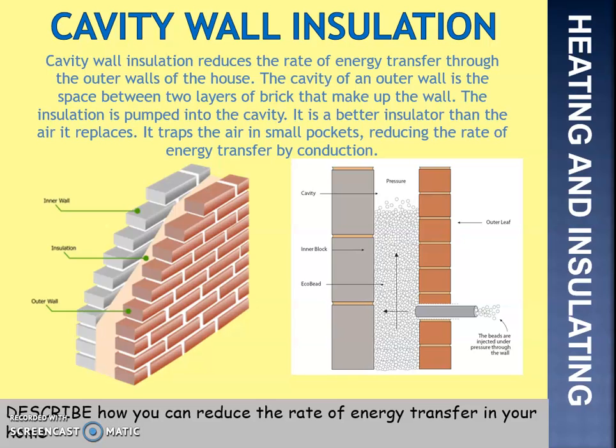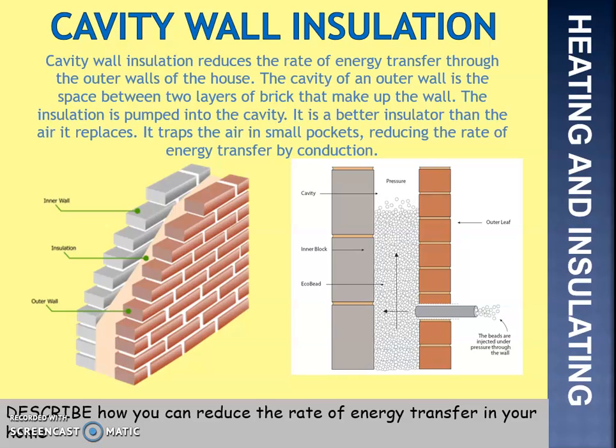Cavity wall insulation reduces the rate of energy transfer through the outer walls of the house. The cavity of an outer wall is the space between the 2 layers of brick that make up the wall. If we pump an insulator into that cavity, number 1, it stops conduction.